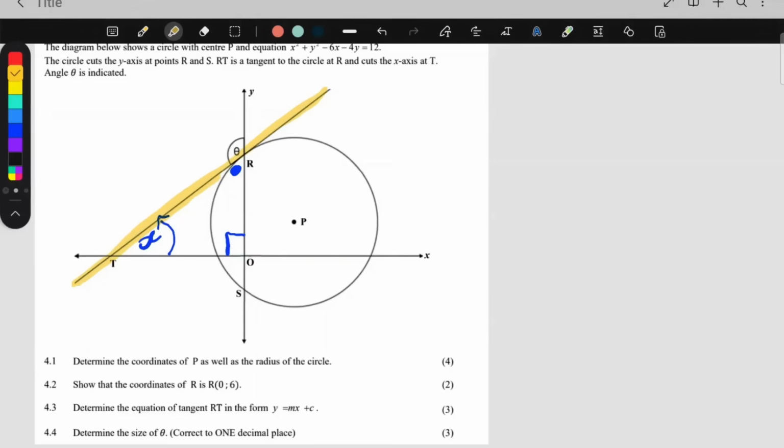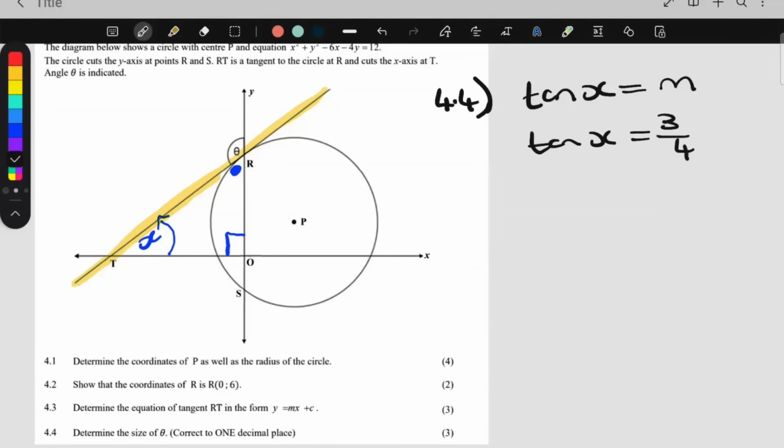Now remember this line is the tangent, eh? So I'm going to write this down. This is 4.4. Okay, so we know the angle of inclination is tan theta, but in this case it's tan x, is equal to the gradient of the line that the angle hits. So the gradient of our tangent was 3 over 4. So to get x, on my calculator I press shift, then tan, then 3 over 4, and then equal. The answer you must get there for x is 36,86.